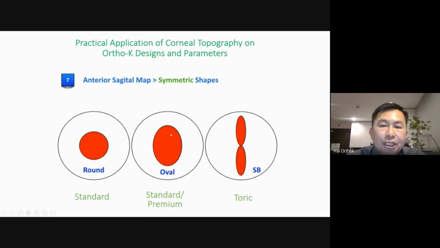The second picture shows you the oval morphology. If this one is about 7 millimeters or less, you can still use the standard lens. But if the oval extends above 7 millimeters, that means half of the alignment curve, then you definitely need the premium lens in order to center the lens. And if you see a symmetric bow tie like this, you definitely need the toric design.